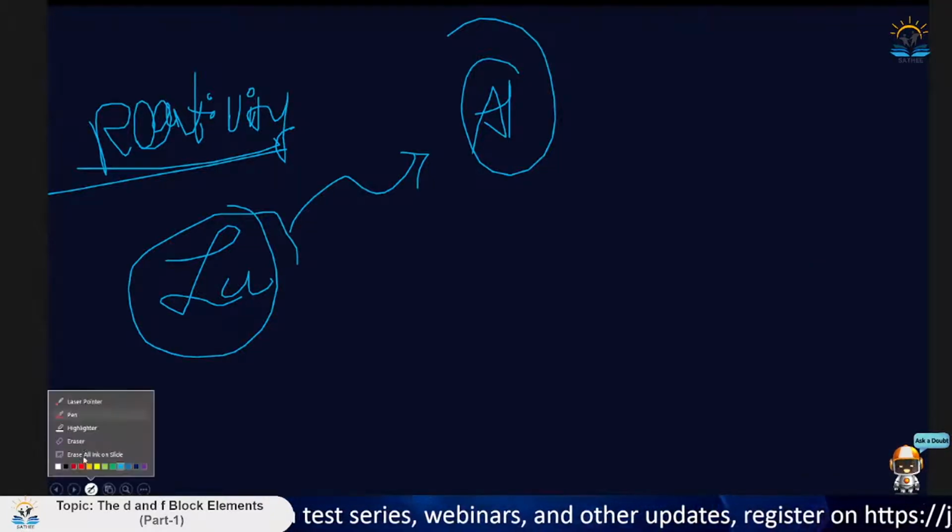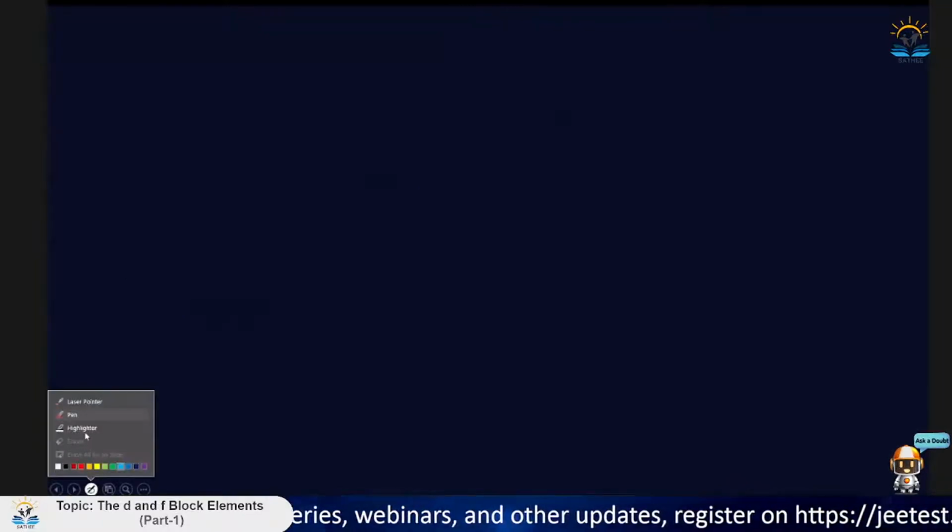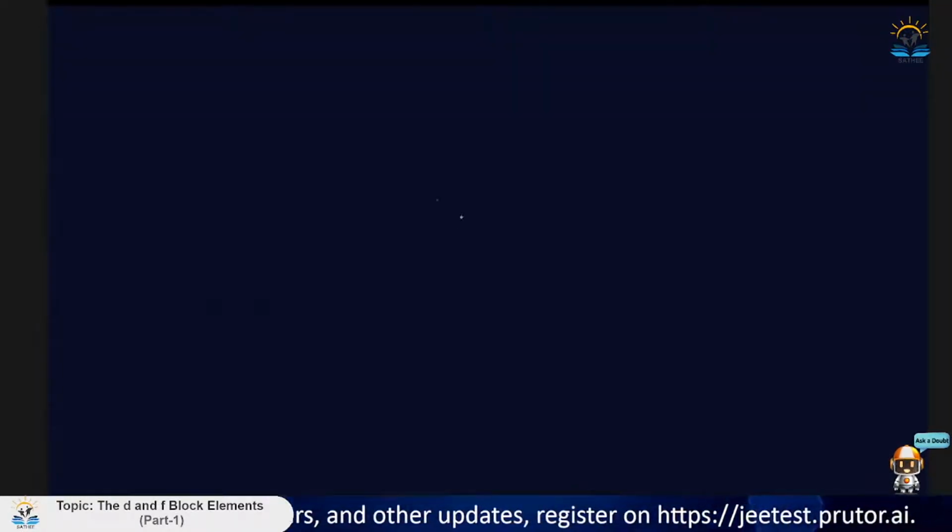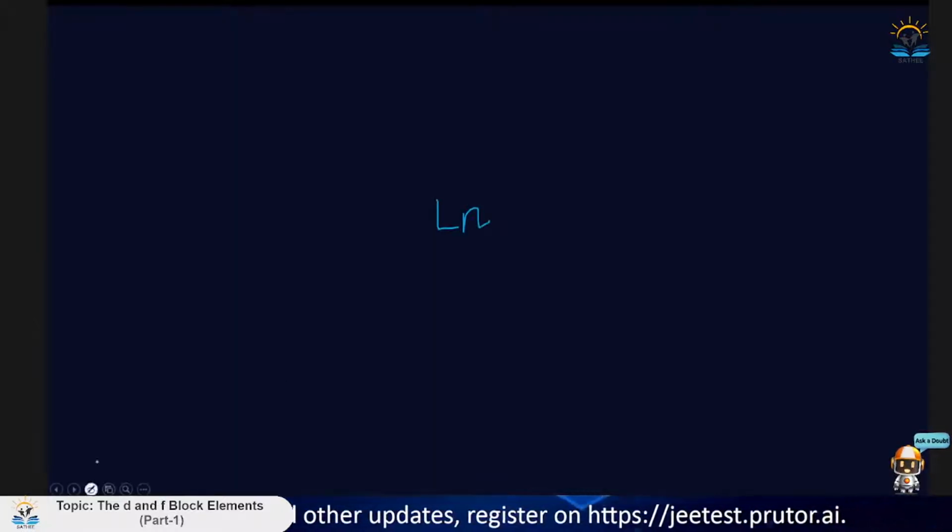So I'll just draw a basic graph that is there even in NCERT. Let's say we have Ln in the middle. I'll make it red color.